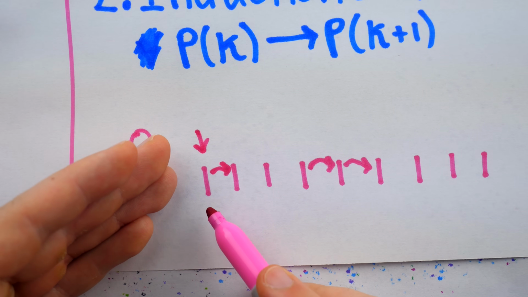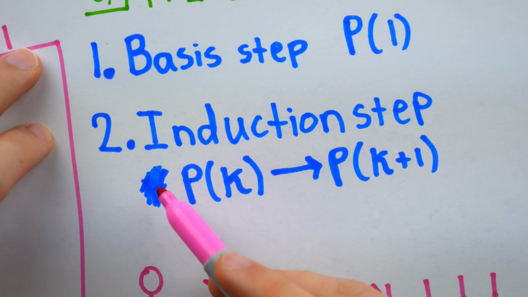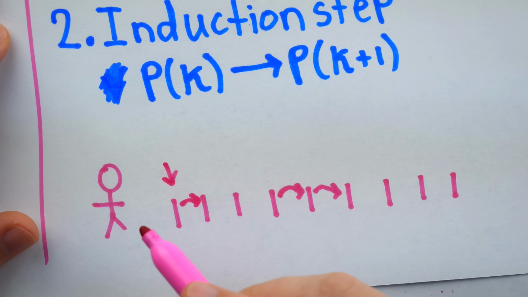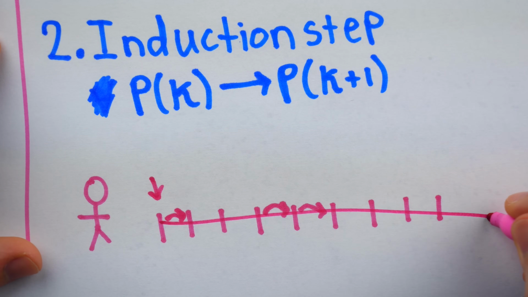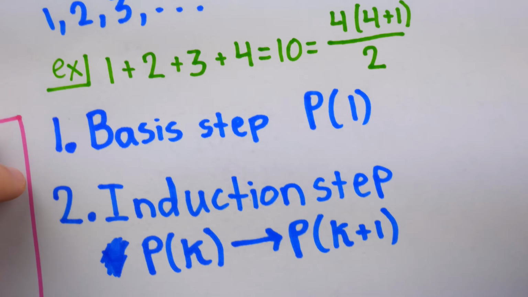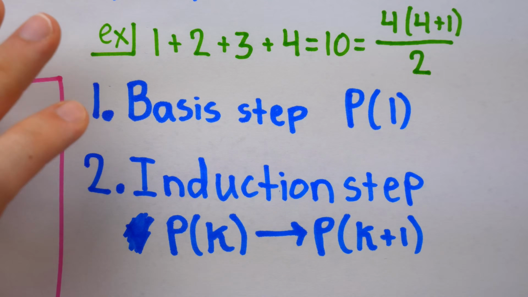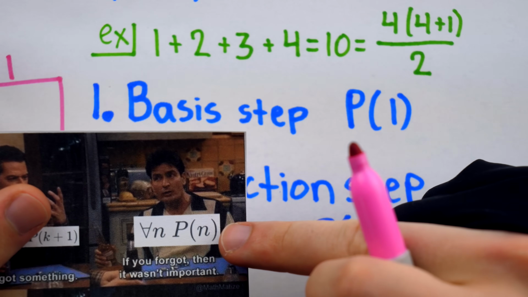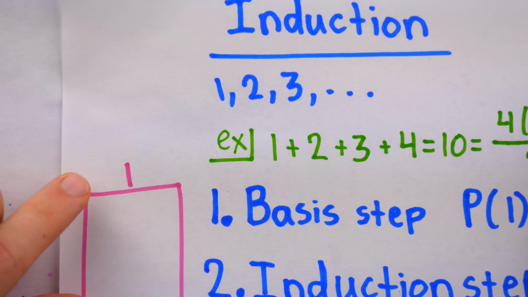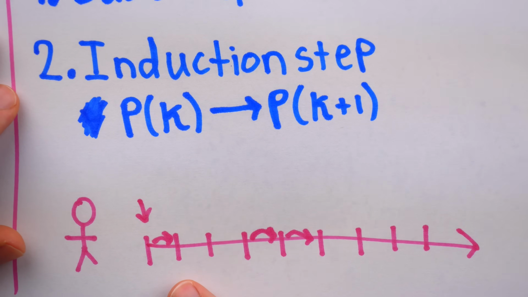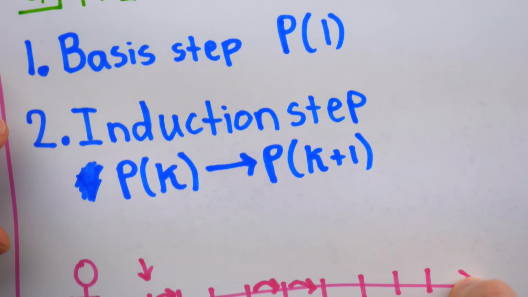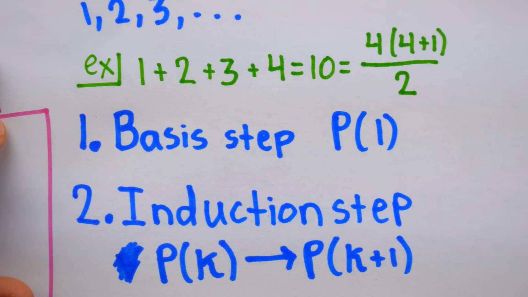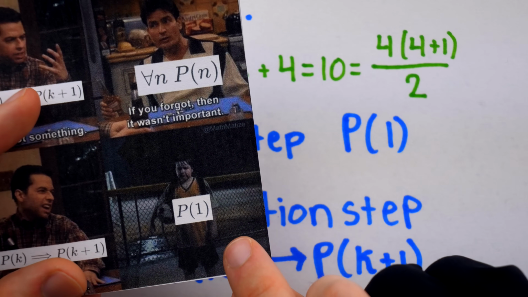If indeed you can knock over the first domino and each domino knocks over the next, then you've established that all of the dominoes are going to get knocked over. In other words, you've proven a claim for all positive integers. With the dominoes, it's obvious that if you can't knock over the first one, you're not going to knock over the rest of them. But mathematically, what could go wrong if we don't prove this basis step?